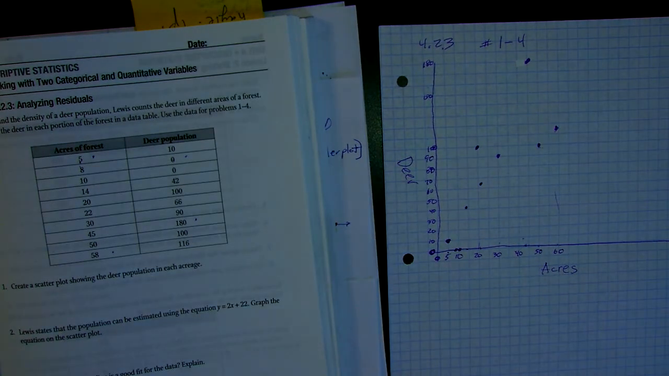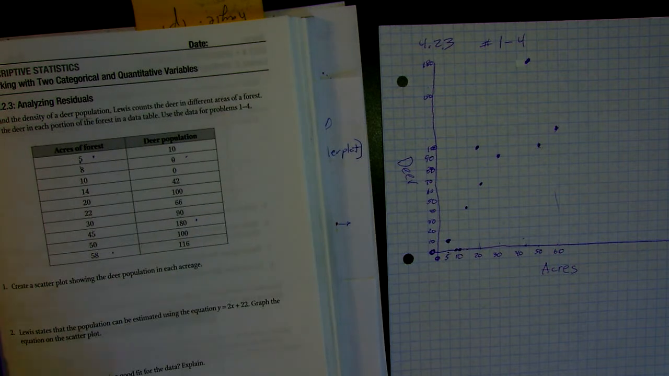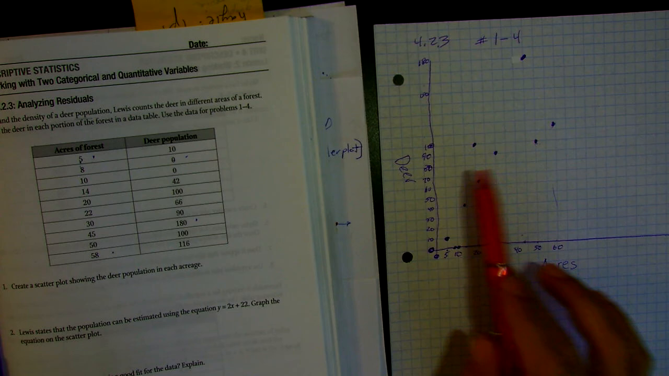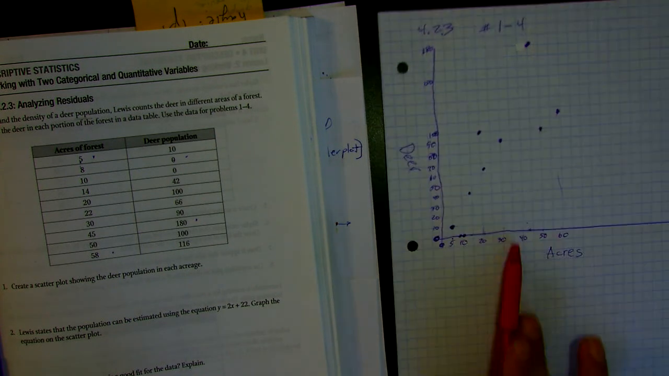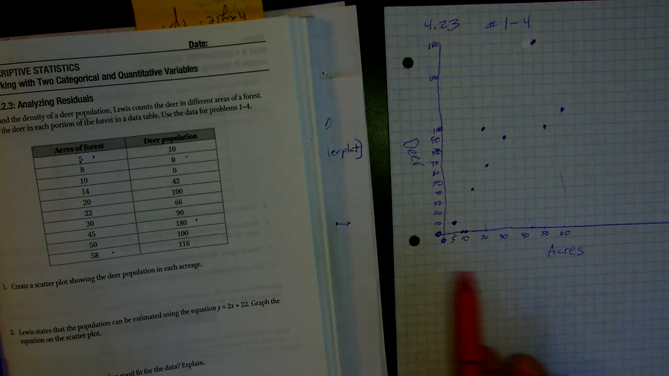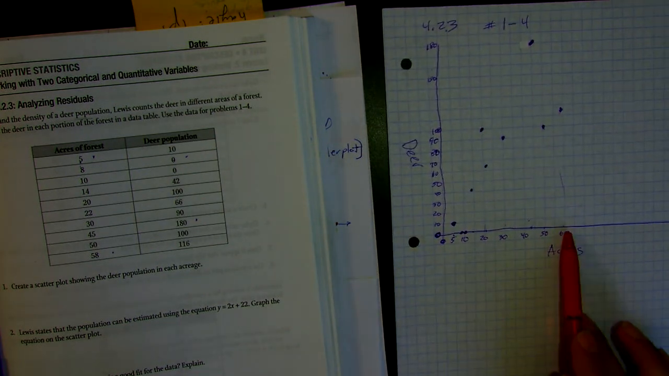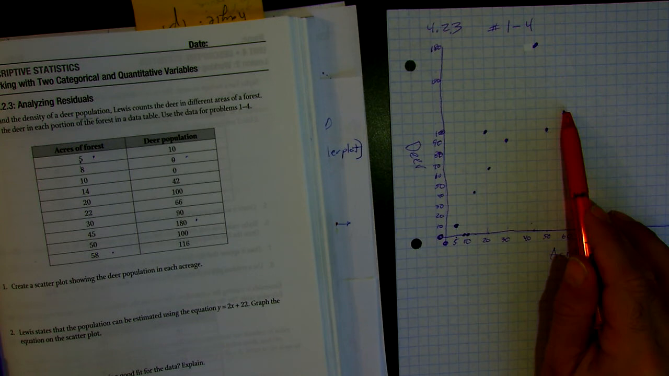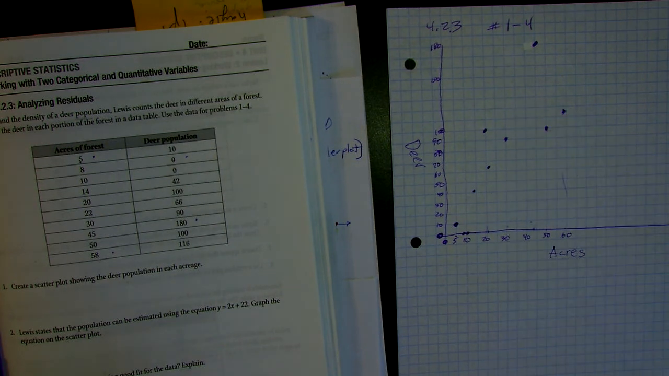All right, so we did step number one. We created a scatter plot just to get the data on there. Now, remember what we're comparing. We're comparing the scatter plot and the line of best fit, because the line of best fit tells us how many deer there should be, but in reality, we have to compare how many there actually are. This is how many deer there actually are in each number of acres. So where there's an area that has 60 acres, there's 116 deer in that 60 acres. So that's how we're doing this.